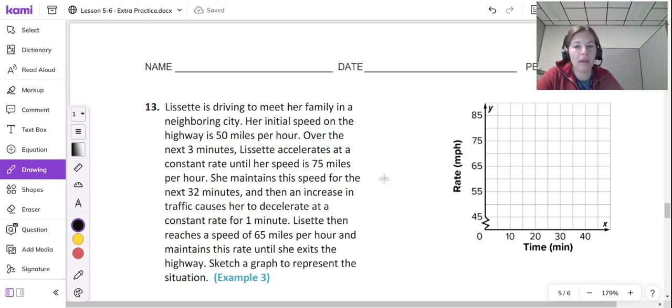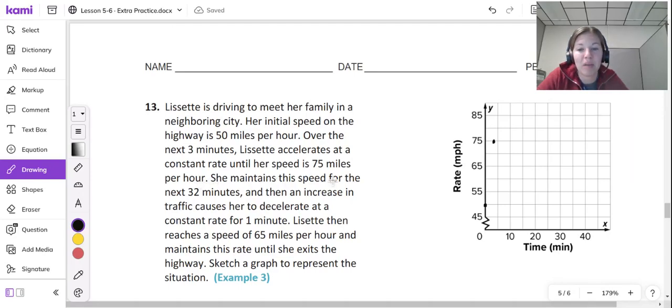Okay, so there's a couple important numbers and things to mark on our graph, and then we can draw our lines at the end. Okay, her initial speed on the highway is 50 miles per hour. Okay, so we're going to start right here at 50 miles per hour. Okay, that's going to be our starting point. Then it says over the next 3 minutes, Lisette accelerates at a constant rate until her speed is 75 miles an hour. So 3 minutes. Well, this part here is 5, so it's about here. She gets all the way up here to 75. I'm going to put a little dot there because that's where we're going to get to.